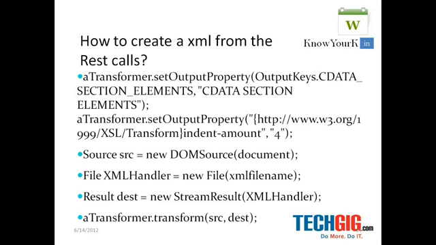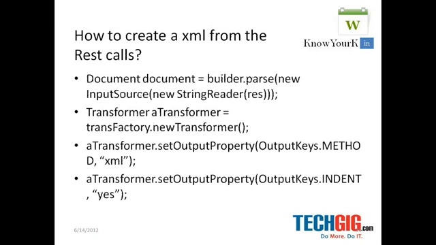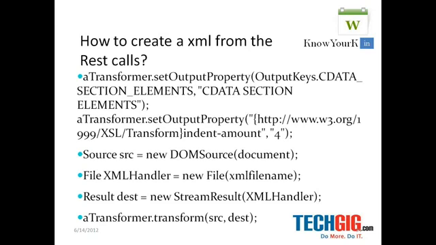So this document object is then used in the later part, where we pass this document to the DOMSource and create a source object. This source object is then used for transforming to the destination as an XML file, where you pass this parameter and we get the object out of it, where we create an XML file in your local drive. So that's all about the creation of an XML file from the RESTful call.